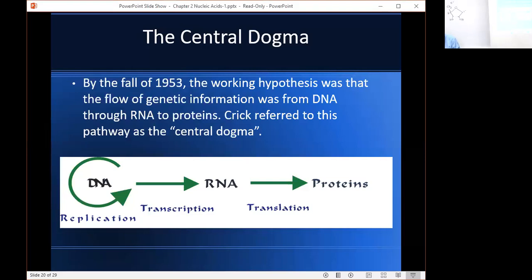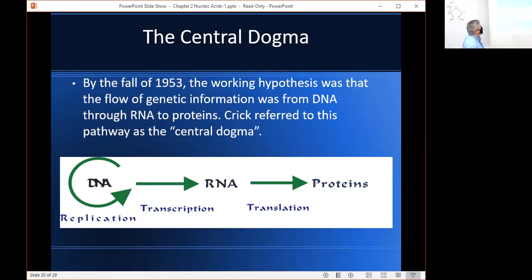Okay, so again, we're in our timeline, in the early to mid 50s right now. By the fall of 1953, the working hypothesis was that the flow of genetic information was from DNA through RNA and then to proteins.